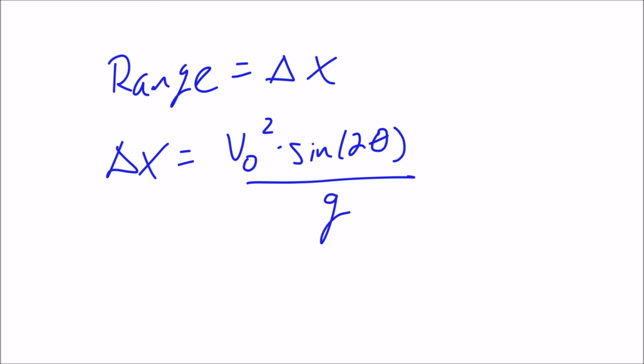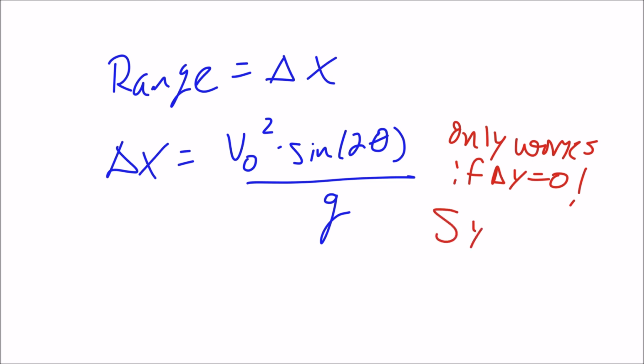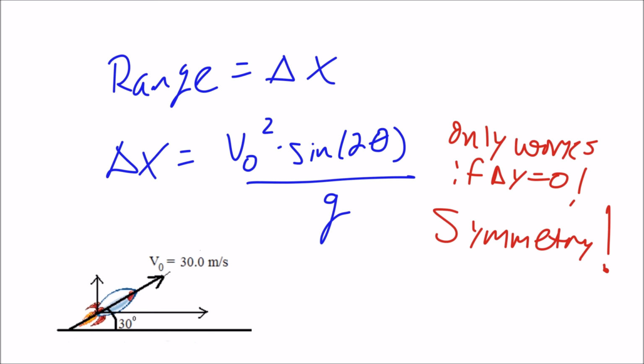Now, the only catch with the range equation is that it only works if delta y is 0, okay? In other words, there has to be symmetry present. Okay, there must be symmetry present for the range equation to work. So let's say that we go back to our rocket question real quick, okay? Because that rocket had symmetry. It was going to land back on Earth, right?